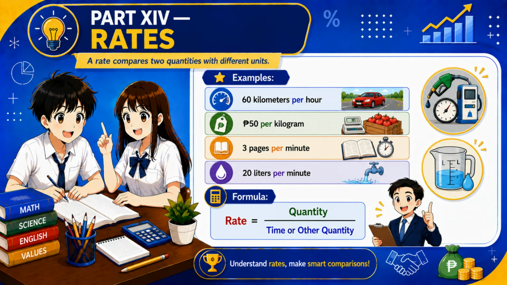Rates. A rate compares two quantities with different units. Examples: 60 kilometers per hour, 50 pesos per kilogram, 3 pages per minute, 20 liters per minute. Formula: rate equals quantity over time.